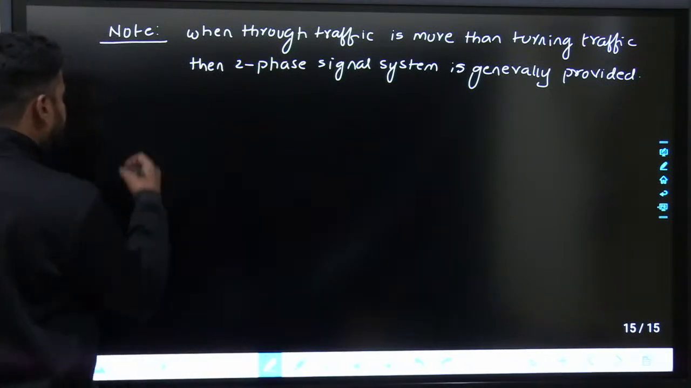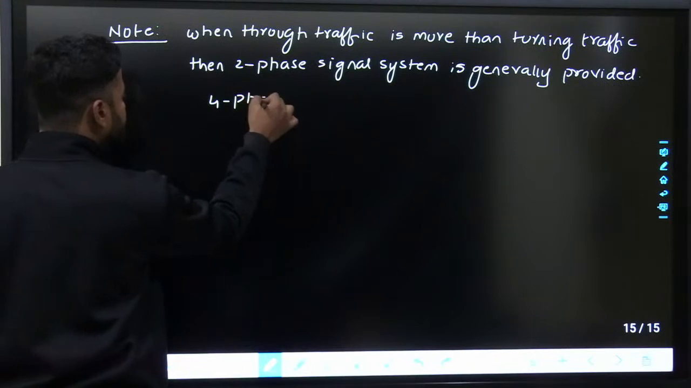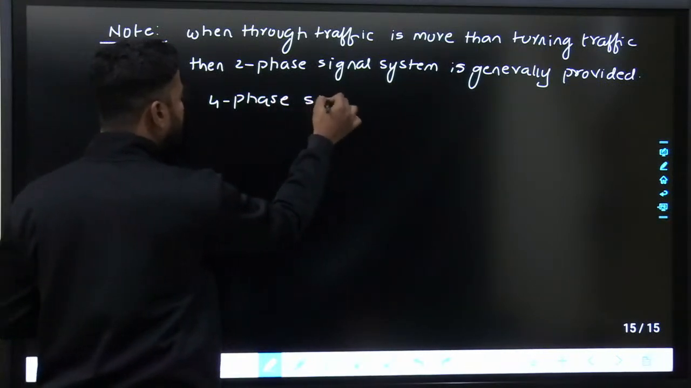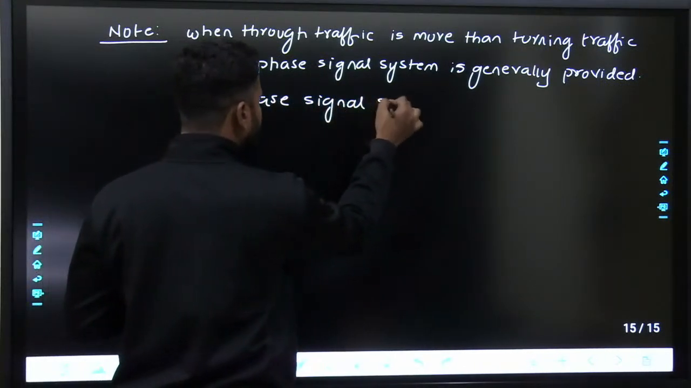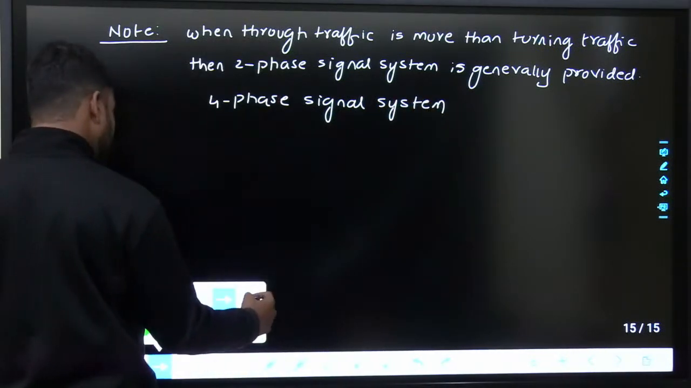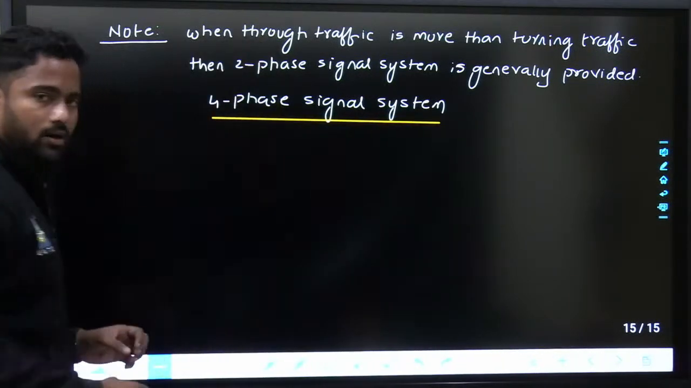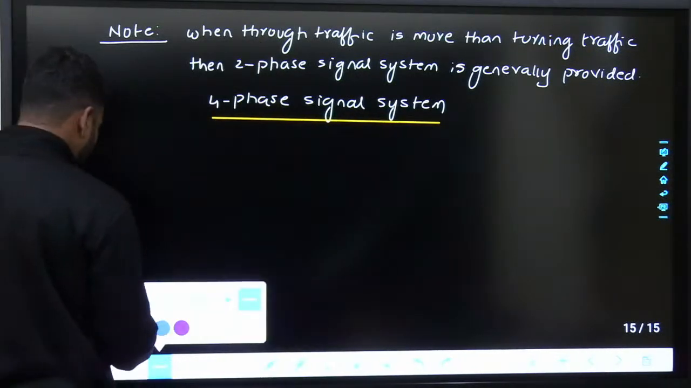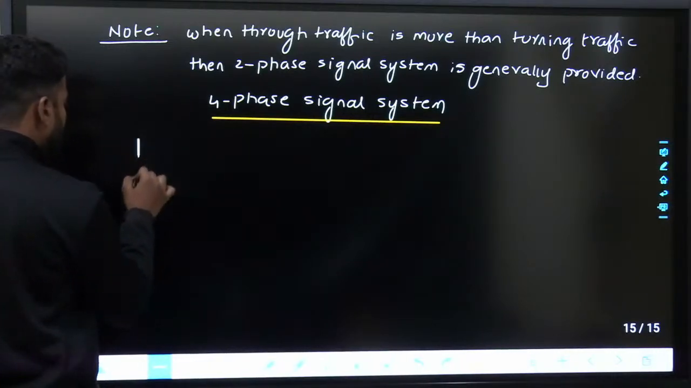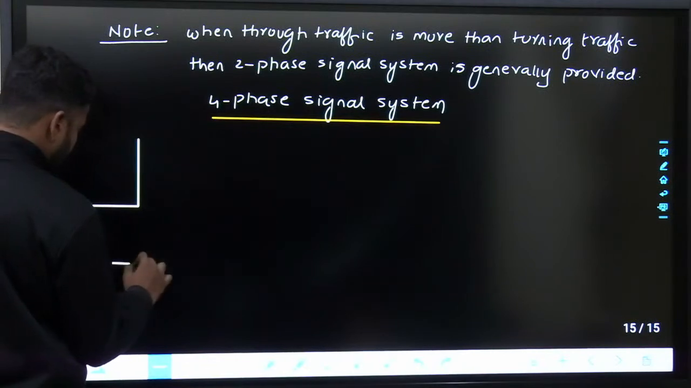Now there is another system called the four-phase signal system. When both the traffics, when through traffic and turning traffic both are significant, then we will generally provide a four-phase signal system.